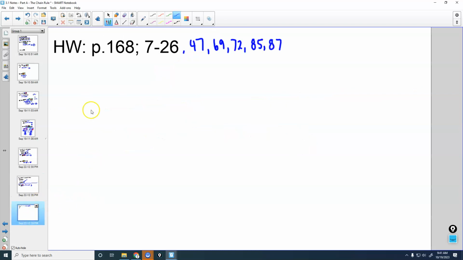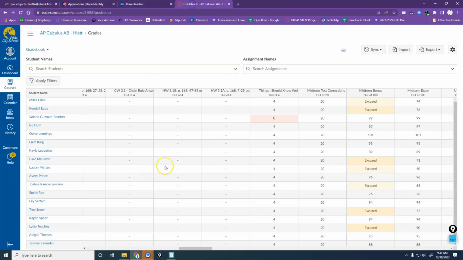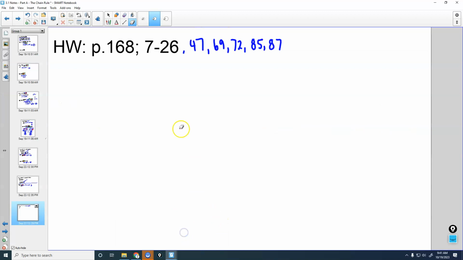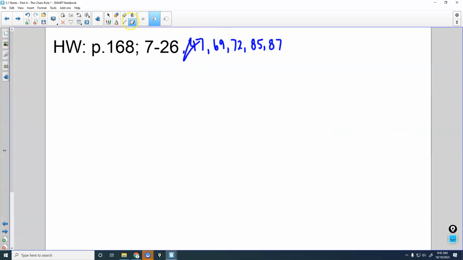All right, this is not what I have on Canvas. Let me see what I've got on Canvas. Yeah, 7 through 25 odd and 26. I want you guys to do 7 through 25 odd, and then I do want you to do number 26.